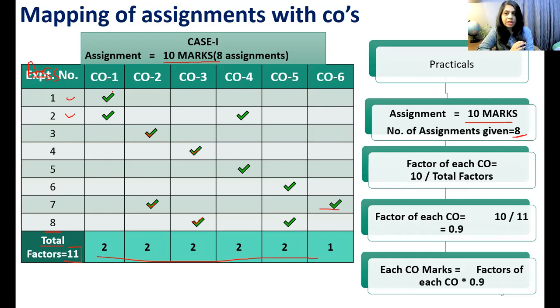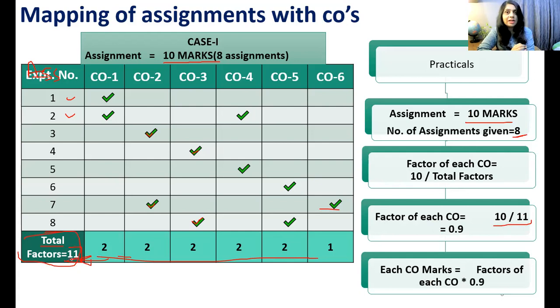What you have done? You have made this table and you have got these factors. Now you have to divide this 10 marks into 11 factors, 11 divisions. You have to make 11 divisions of 10 marks. Why? Because of this table and this addition gave you this total factor 11.